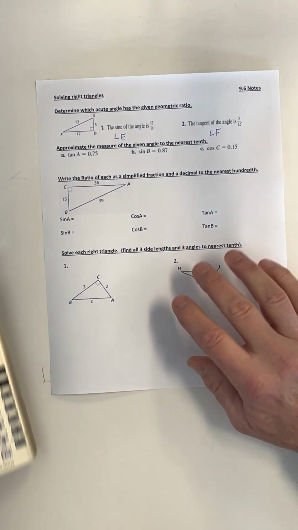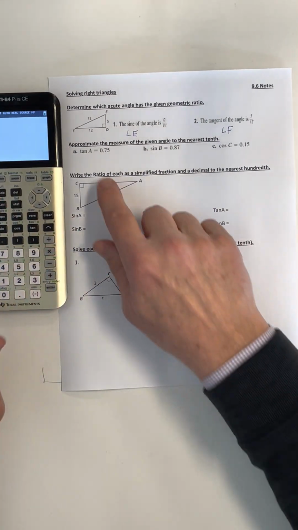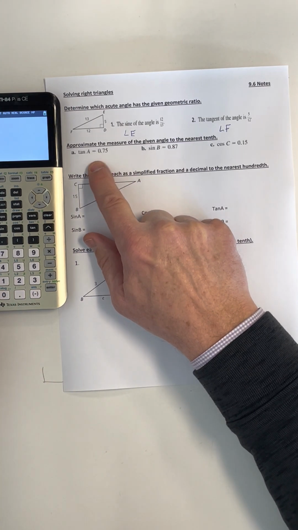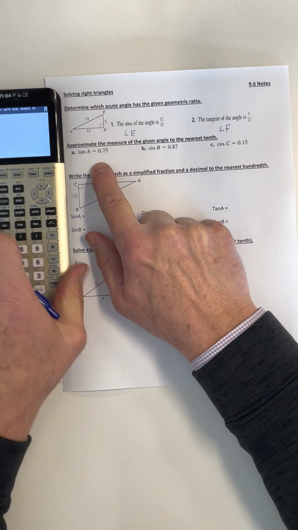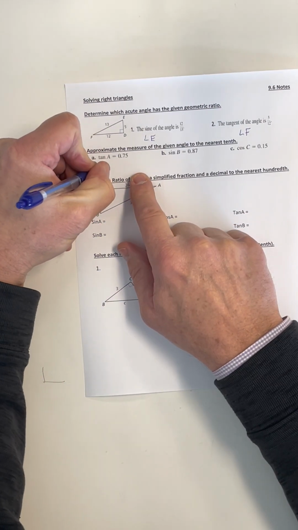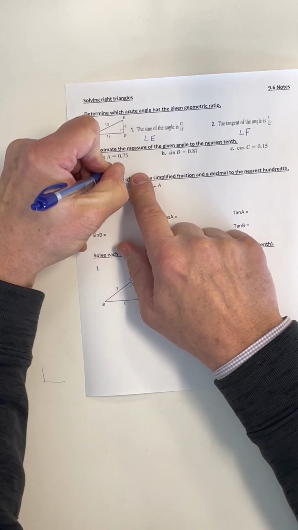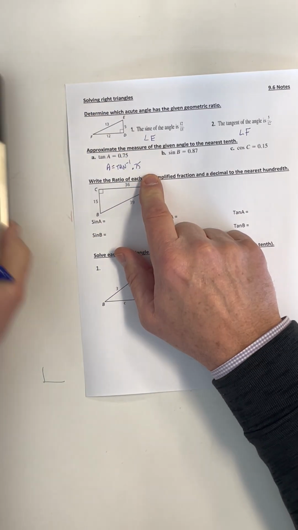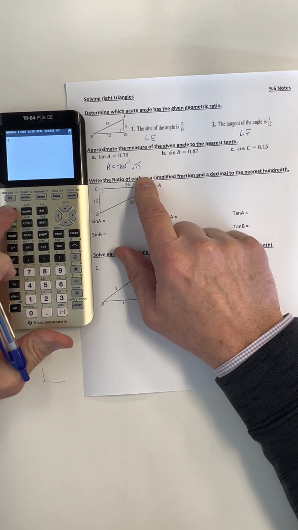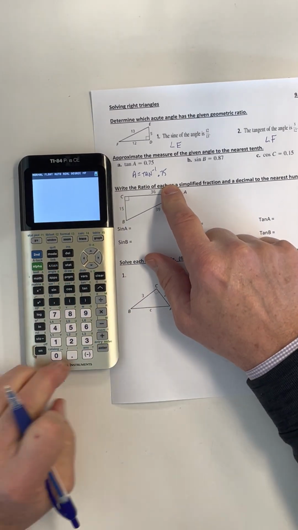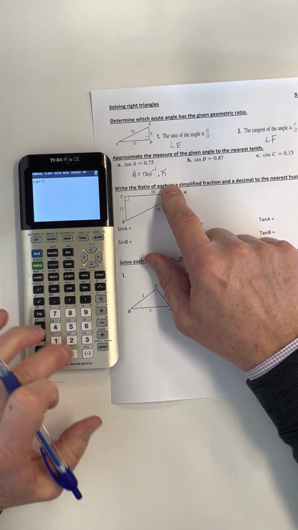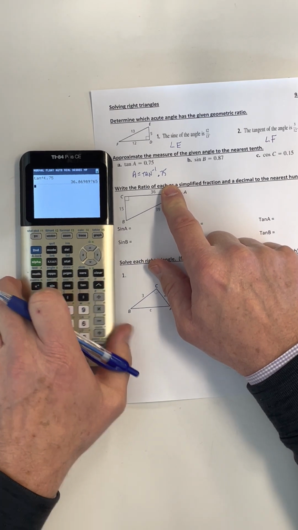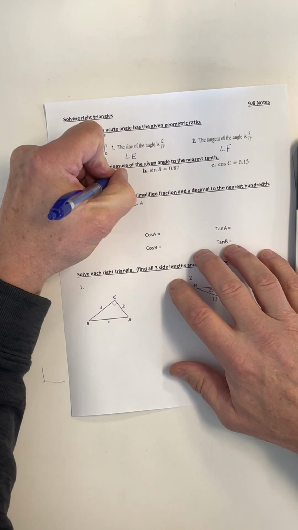Second part. Approximate the measure of the given angle to the nearest tenth. Since you're looking for the angle and we know what the ratio is, 0.75, we're going to do the inverse. So you type in the inverse of tangent, 0.75. Second, tangent, 0.75. And to the nearest tenth, it's about 36.9 degrees.